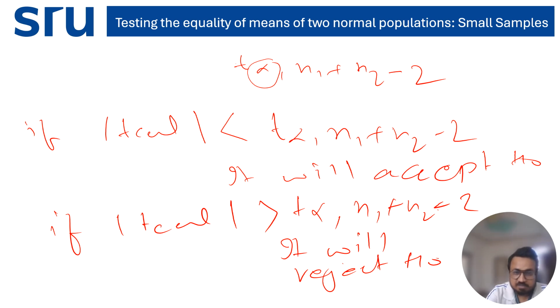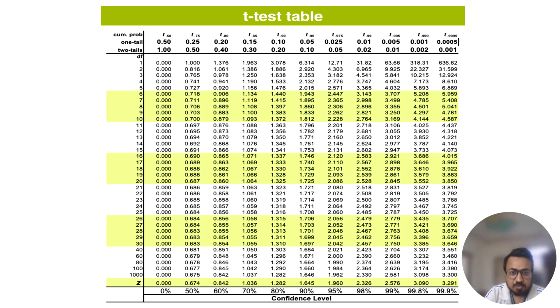So now we will discuss a table, the t distribution table. After that we will solve a problem for the equality of mean of one normal population. Then we will discuss some problems based on the equality of mean of two normal populations. So this is a t distribution table.